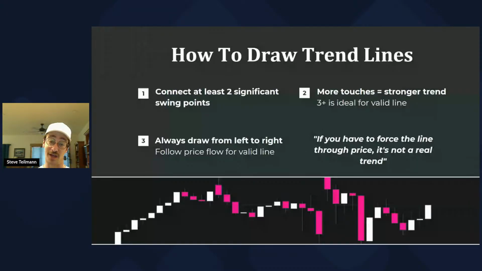Always draw left to right, just because that's the progression of time. You follow the price flow, and that's what creates a valid line. And yeah, they're pretty simple. This is not rocket science. But it's good to know for sure, and integrate it into your support and resistance trading.